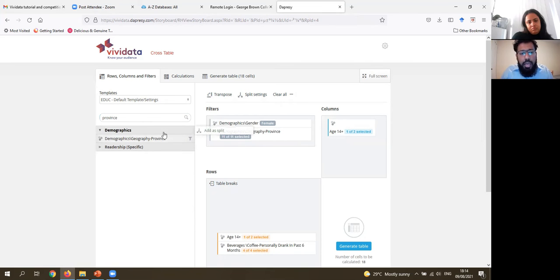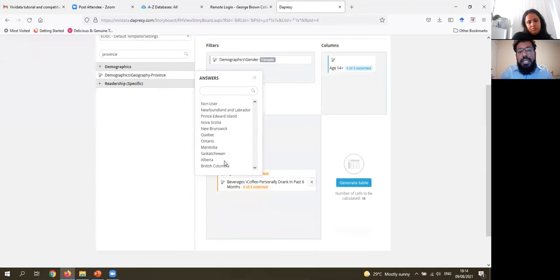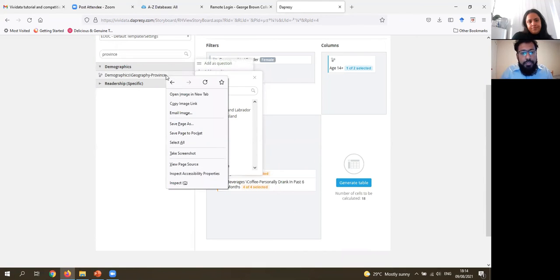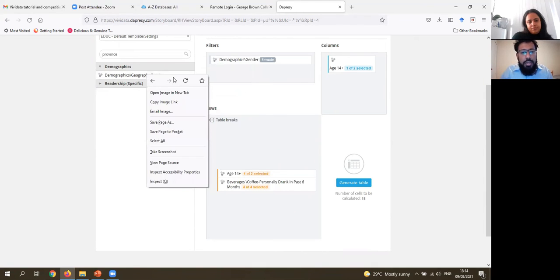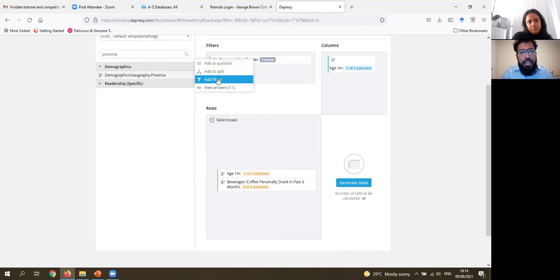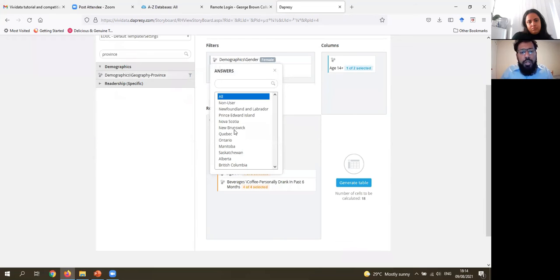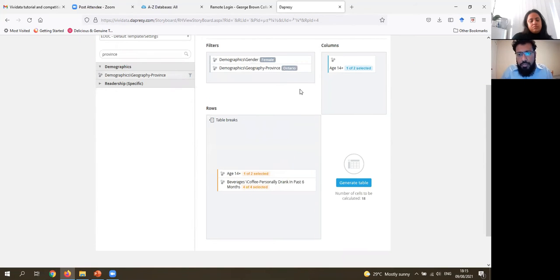And then, you know, when you're adding this as a filter, so let's say I remove this as a filter. Before you add this, you can see the list of options you have. So when you click on view answer, you can see the names of all the provinces here. Okay, so let me close this. Okay, add as a filter. And then I'm only looking for people who live in Ontario. I got my filters now.